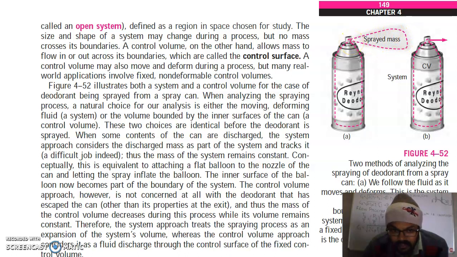The control volume approach, however, is not concerned at all with the deodorant that has escaped the can, and thus the mass of the control volume decreases during the process while its volume remains constant. So if you consider here, the can volume will remain constant even after some mass of the fluid has escaped. Therefore, the system approach treats the spraying process as an expansion of the system's volume, whereas the control volume approach considers it as a fluid discharge through the control surface of the fixed control volume.